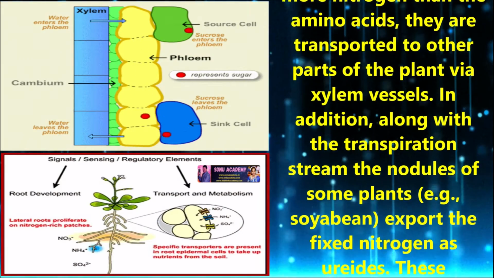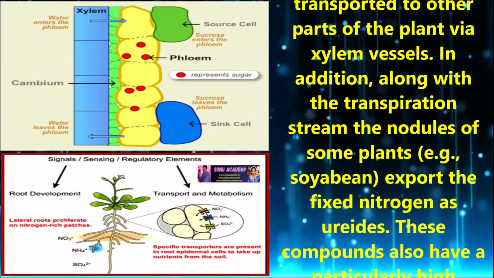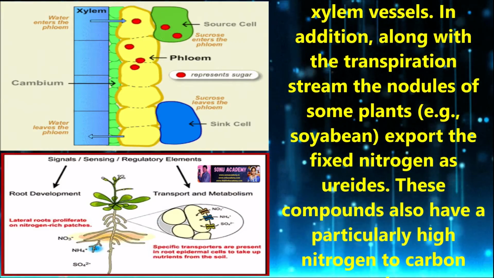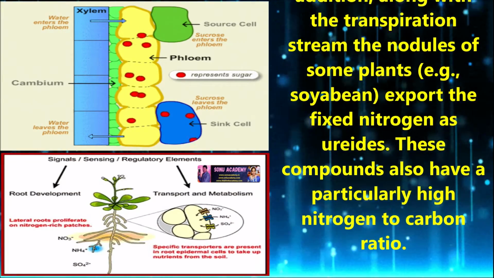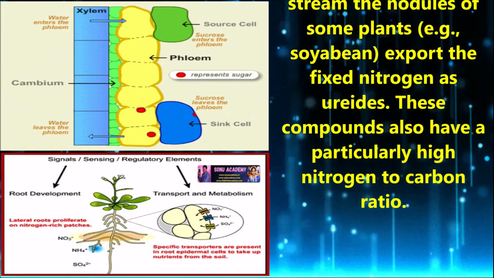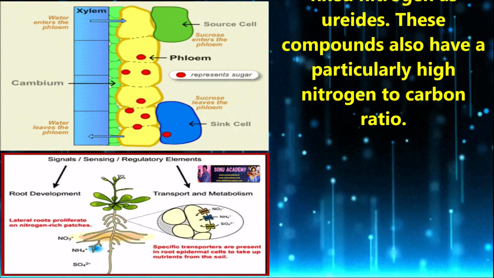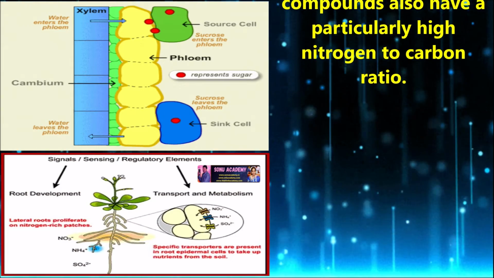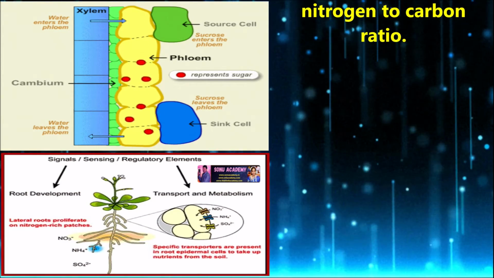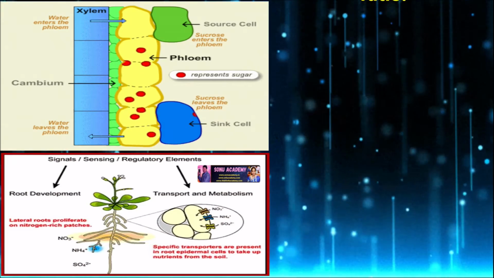Since amides contain more nitrogen than the amino acids, they are transported to other parts of the plant via xylem vessels along with the transpiration stream. In addition, the nodules of some plants export the fixed nitrogen as ureides. These compounds also have a particularly high nitrogen to carbon ratio.